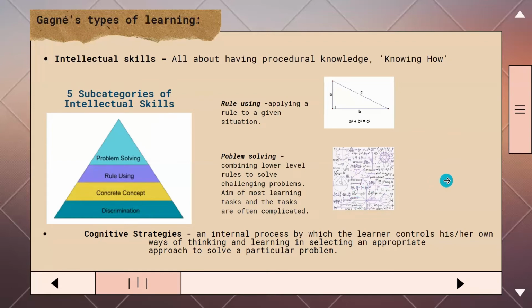Next is the cognitive strategy. It is an internal process by which the learner controls his or her own ways of thinking and learning in selecting an appropriate approach to solve a particular problem. The term cognitive strategies, in its simplest form, is the use of the mind, or the cognition, to solve a problem or complete a task. Activities which can be described as cognitive strategies include making mind maps, visualization, association, mnemonics, using clues in reading comprehension, underlining keywords, scanning, self-testing, and also monitoring.